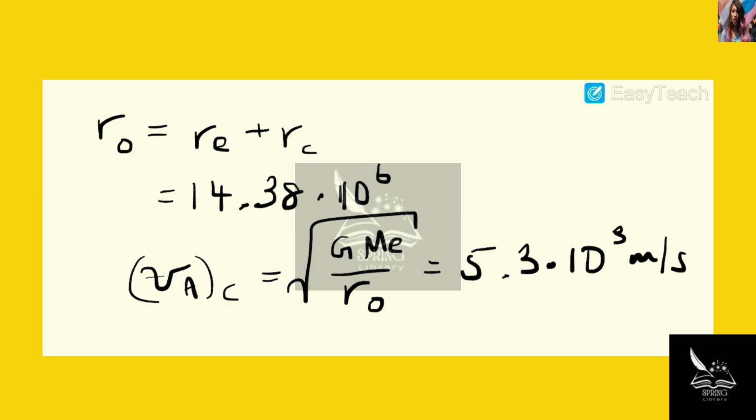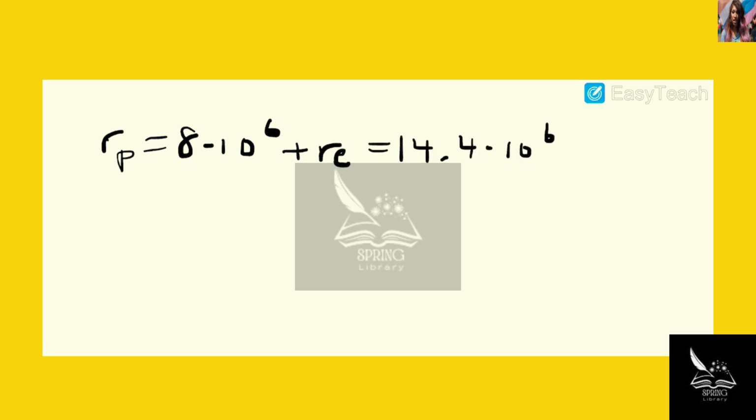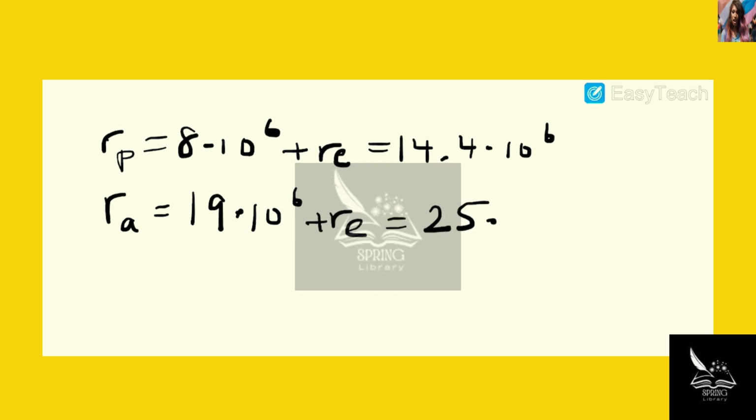Next, we're going to look at the point A prime. So to move from A to A prime, the rocket has to follow the elliptical orbit with RP, which is equal to 8 times 10 to the 6th plus the radius of the Earth, which is equal to 14.4 times 10 to the 6th, and RA, which is equal to 19 times 10 to the 6th plus RE, which gives us 25.4 times 10 to the 6th.